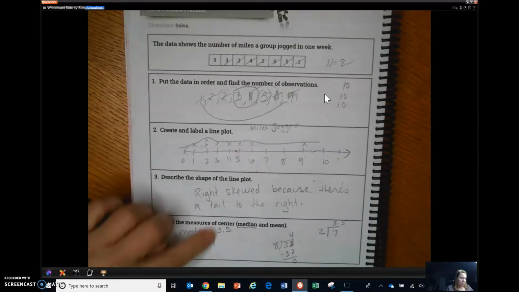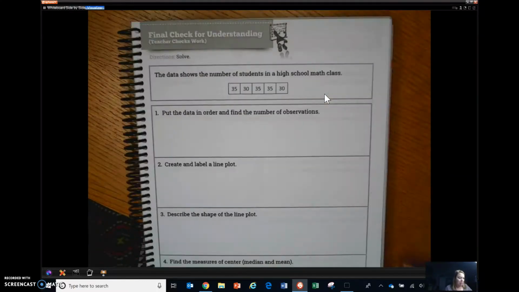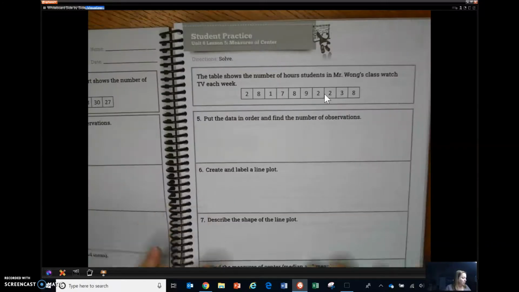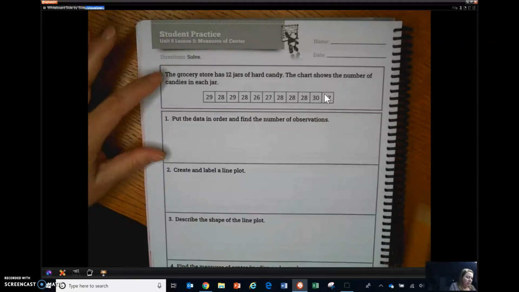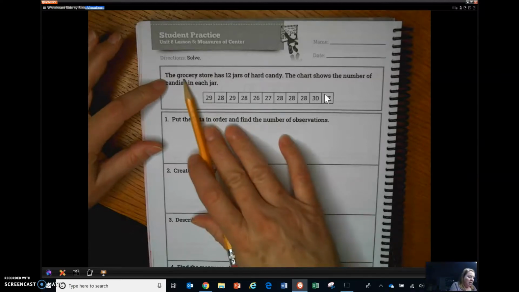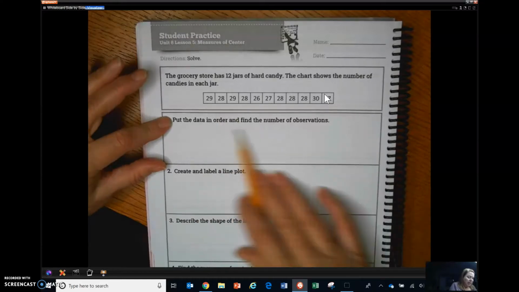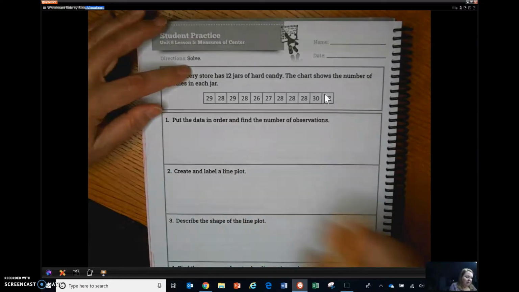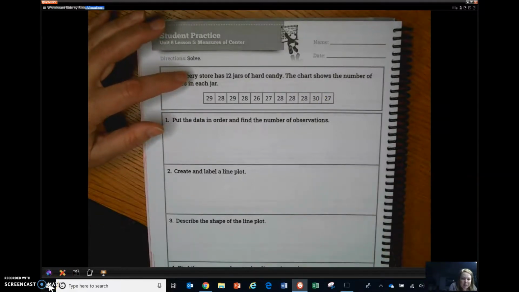Okay, sometimes the numbers are going to be different and sometimes they're the same. All right, so there's your final check. Before you do those, you're going to follow along with me on some student practice. We got 2 to do, and then you can do your final check. The grocery store has 12 jars of hard candy. The chart shows the number of candies in the jar. Put the data in order from the smallest to the largest. I'm going to pause and do that real quick. You guys should pause too.